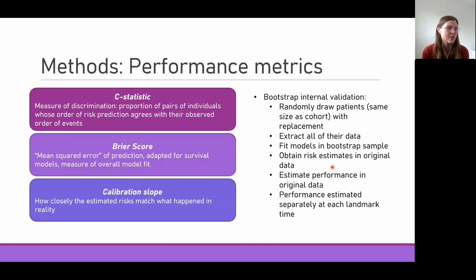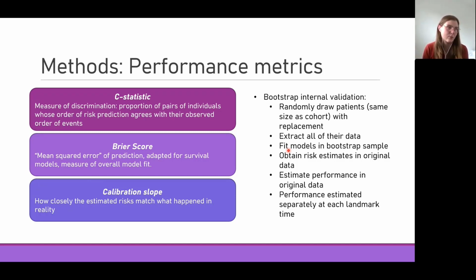So once we have our predictions, we want to assess, how good are they, essentially, how sensible are they, and which of these models is doing the best job. So we measured that based on three main metrics, I guess. The first of which is the C statistic. The C statistic is just a measure of discrimination. It tells us how well the model can tell apart patients that do and don't experience either kidney failure or death. The Brier score is a measure of overall model fit or mean squared error, if you like, that's been adapted for survival models that factors in censoring and stuff like that. And then finally, we wanted to have a look at calibration as well. So calibration tells us, I guess, how sensible are the predictions that we have and how closely do they match reality.